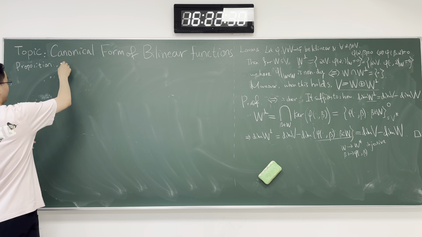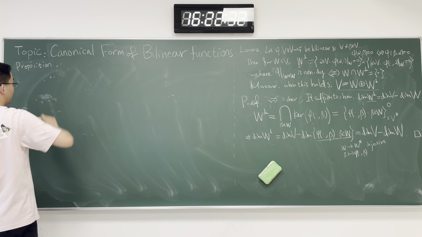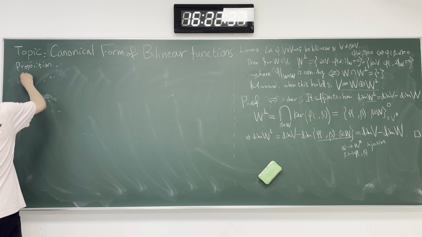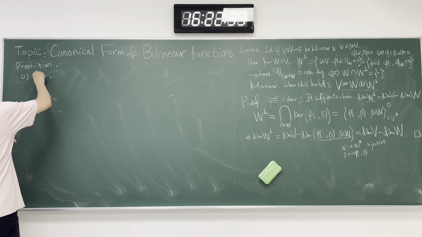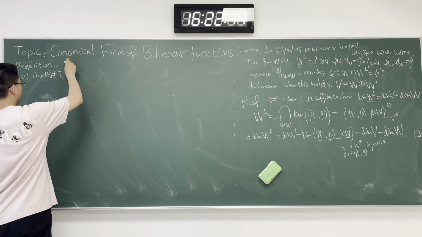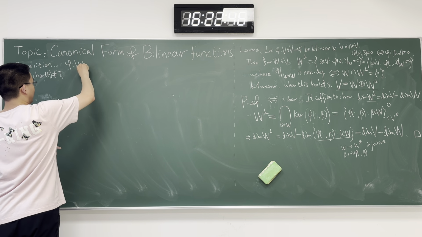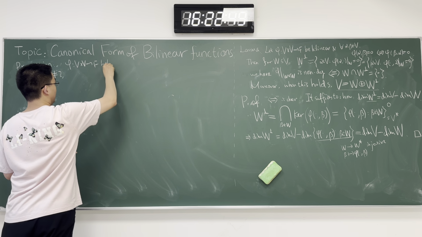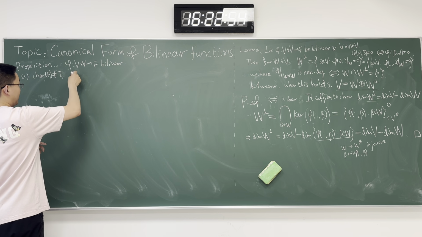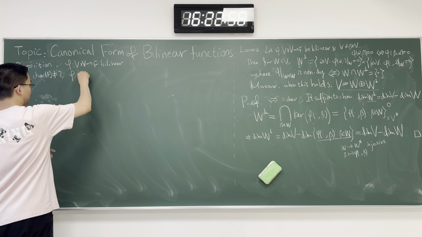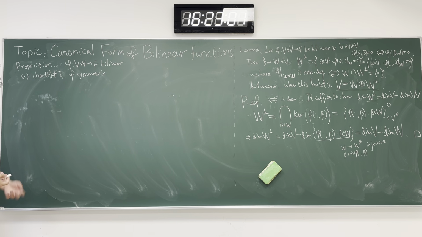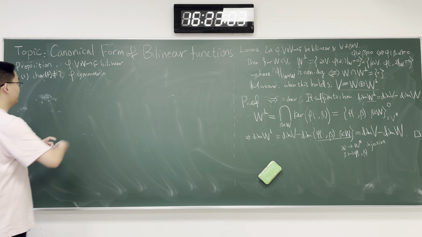Let F be any field and V a finite dimensional vector space over that field. If the characteristic of this field is not 2, and phi is a bilinear form on V, then for any symmetric bilinear form, it has a matrix representation which is a diagonal one.